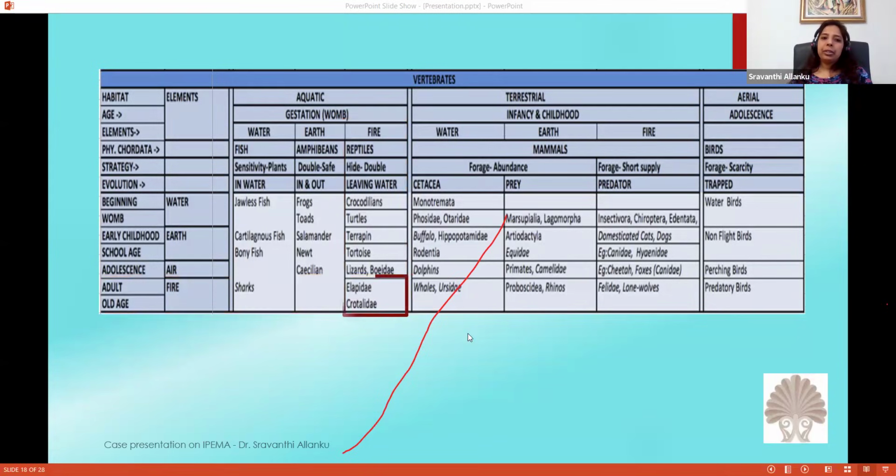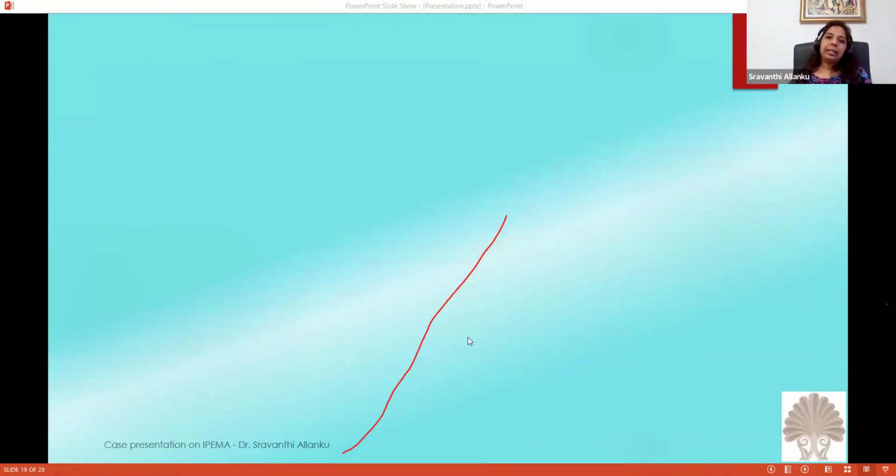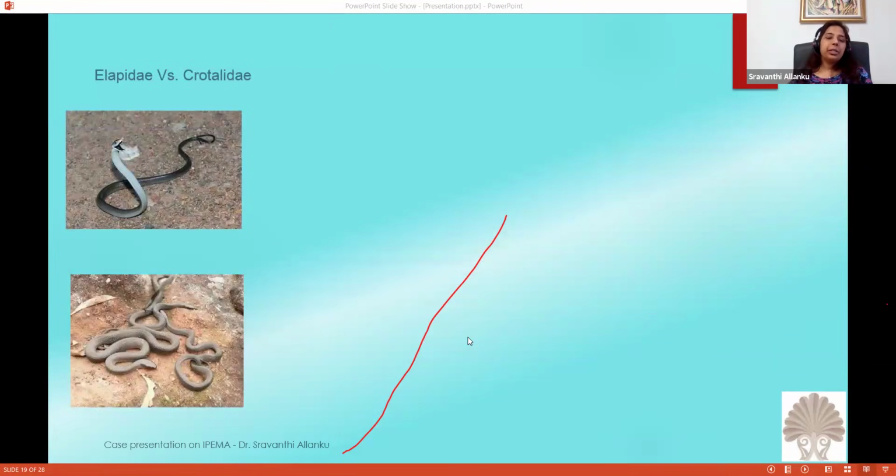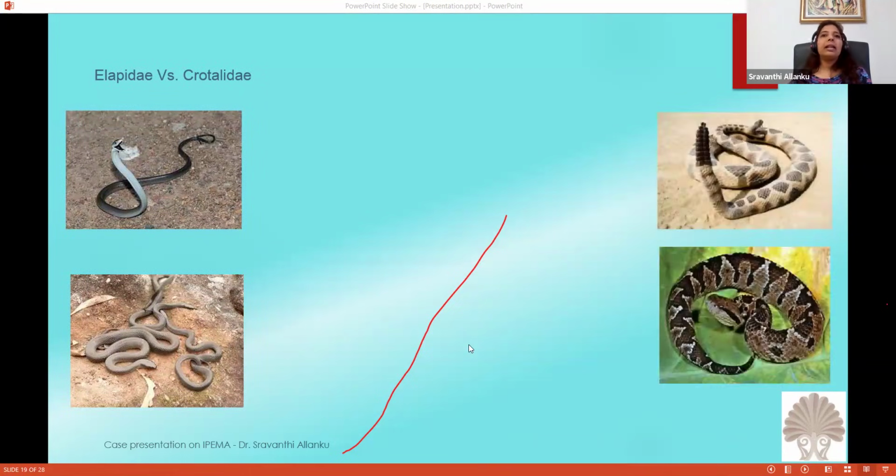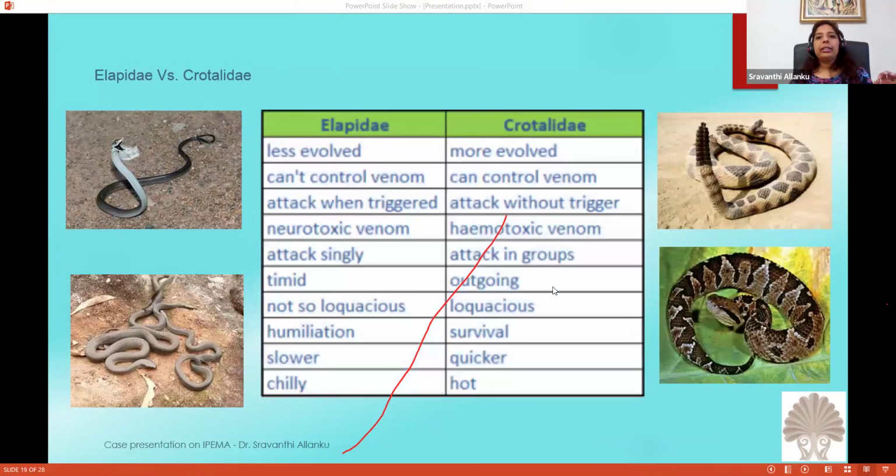So our evolutionary stage, what we have determined for the patient, is the same evolutionary stage as that of elapids or crotalids. Okay. So now let us look more carefully, in more detail, so we can get to our simillimum. What are elapids? What are crotalids? These are some pictures of elapids I put here. Elapids are our coral snakes, our cobras, our kraits, and crotalids are our rattlesnakes. And we also put our vipers here. Okay. I have put here a small summarization of the differentiation between elapids and crotalids.